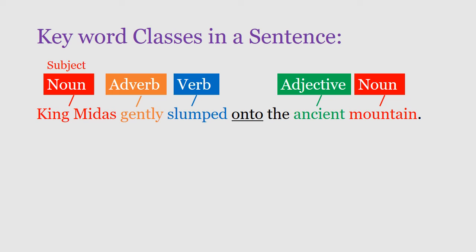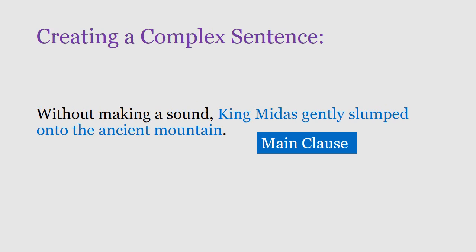If you were looking really closely, you may also have noticed that there is a preposition in this sentence. The preposition is onto. We're going to think about taking simple sentences, adding more information and making them complex. As you can see, the sentence is still highlighted in blue. King Midas gently slumped onto the ancient mountain.